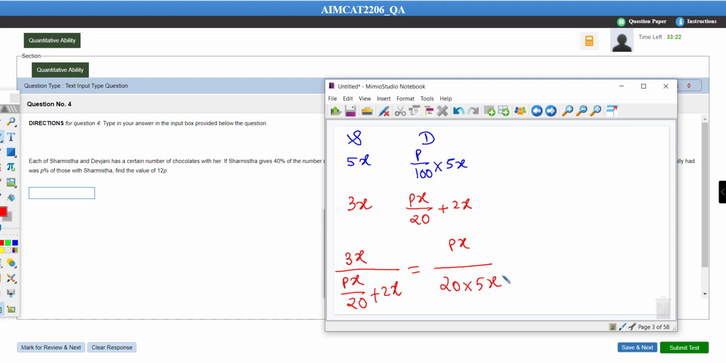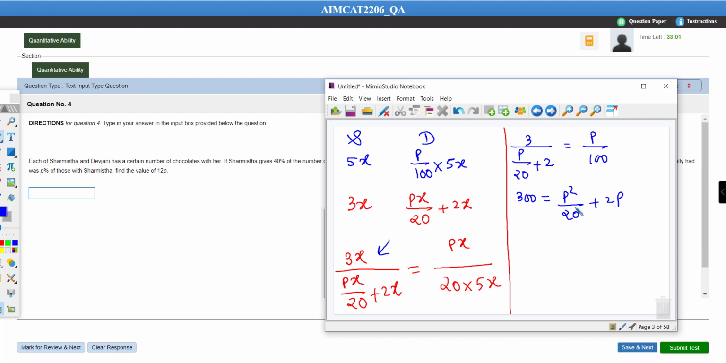Okay, so let's solve this. Over here, x and x will get cancelled out, so we're left with 3 divided by P by 20 plus 2, and over here x and x will get cancelled out, so we're left with P by 300. Now let's cross multiply. 300 is equal to P square by 20 plus 2p. Then multiply the whole equation by 20. This will be how much? P square plus 40p minus 6000 is equal to 0.